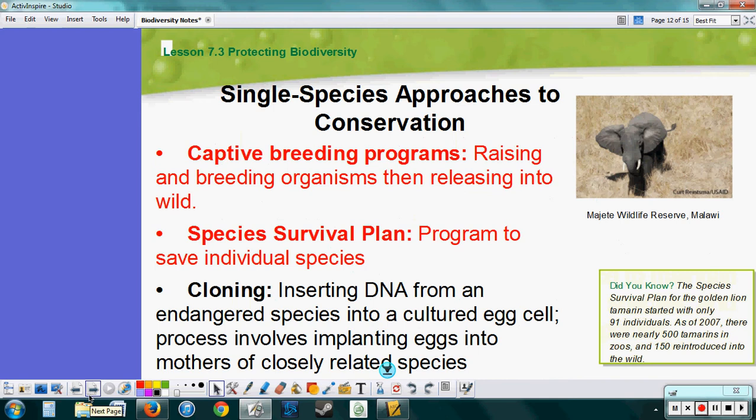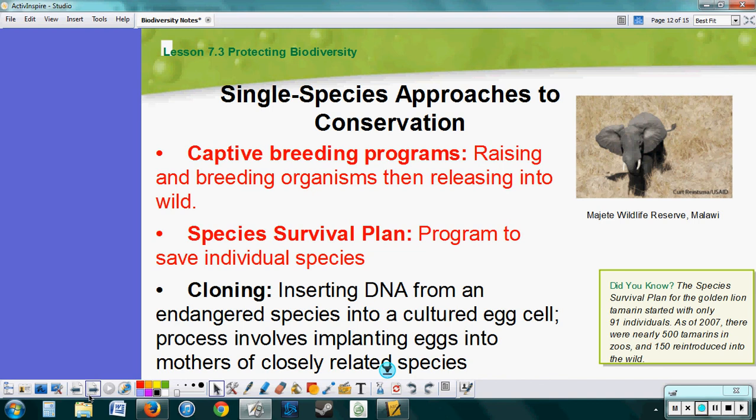All right, there are different approaches to save the biodiversity. So captive breeding programs: raising and breeding organisms that are released back into the wild. This is done in zoos and different animal sanctuaries, so not necessarily just zoos, but like this wildlife reserve. They will raise and breed them and treat it more like the wild so that when they release them into the wild, they'll still be safe. There's a lot of National Geographic stories on this. It's really cool to see because they'll try to treat them as much as possible like the wild, but they're protected from predators so that when they go into the wild, they will still be able to survive.